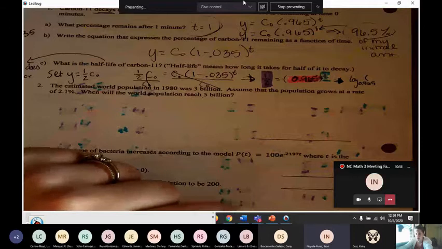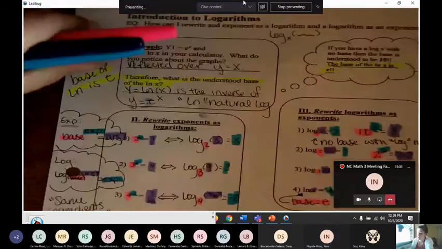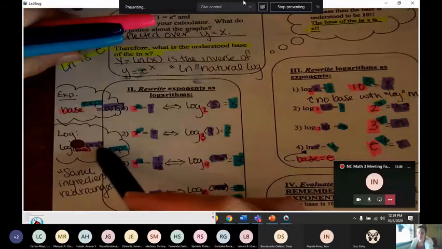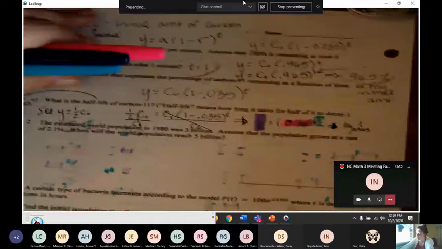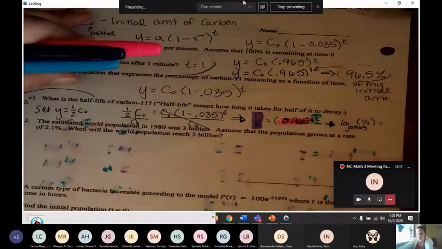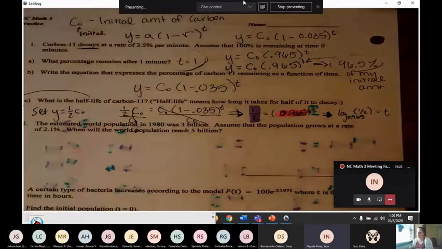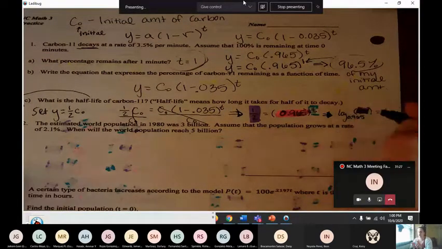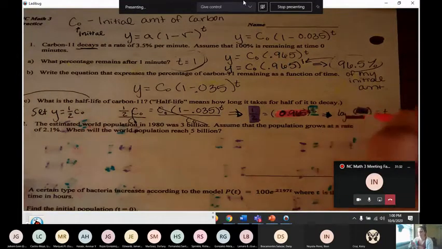So let's flip over real quick. When we went from an exponent to a logarithm, the purple went inside of my logarithm. The 1/2. Yeah, so 1/2 goes here. And we set that equal to our exponent, which was T. So now we've solved for T using our conversion between exponents and logarithms. Isn't that sweet?